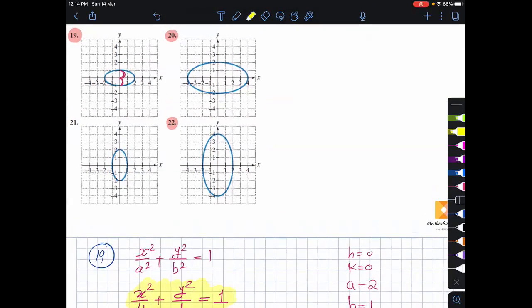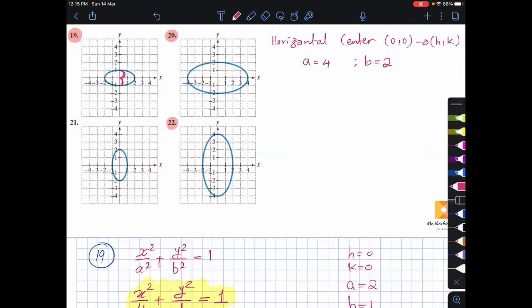Number 20. It's also horizontal, so we can find the center quickly. The center is at 0, 0, so h and k are 0, 0. a equals 1, 2, 3, 4, so we move 4 right and 4 left. b equals 2, we move 2 units up. So b equals 2.